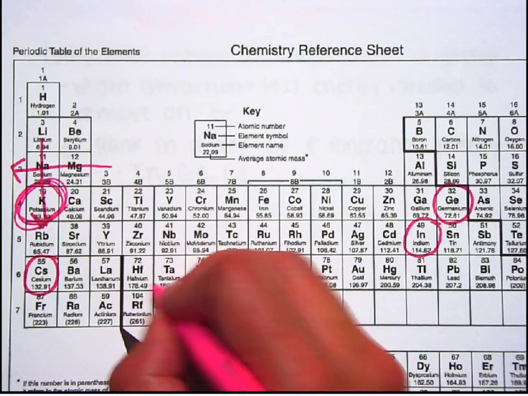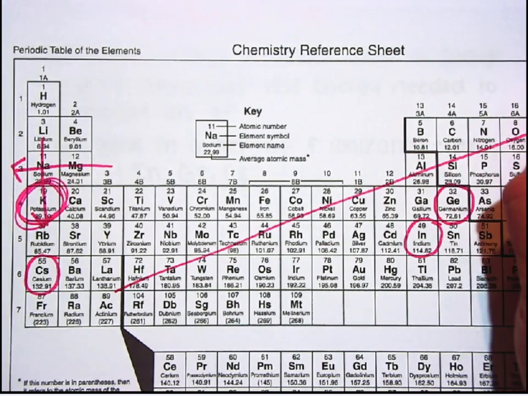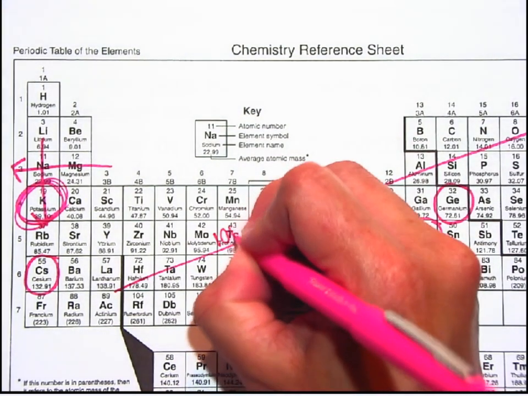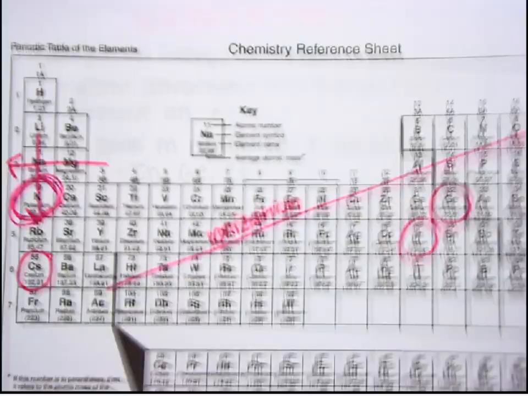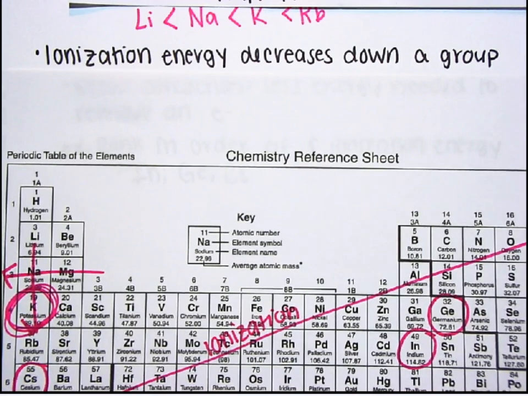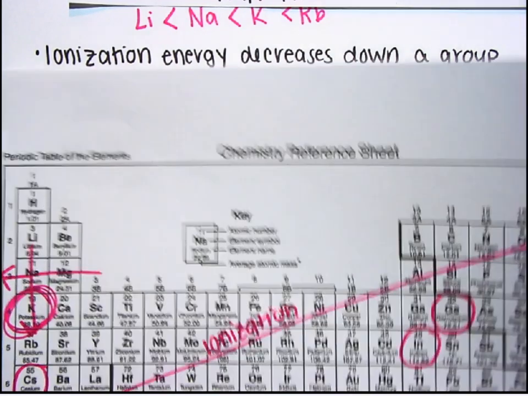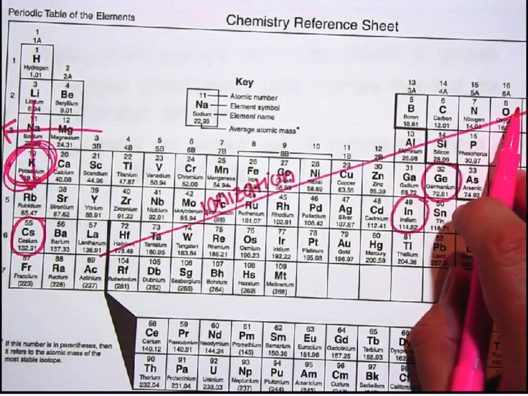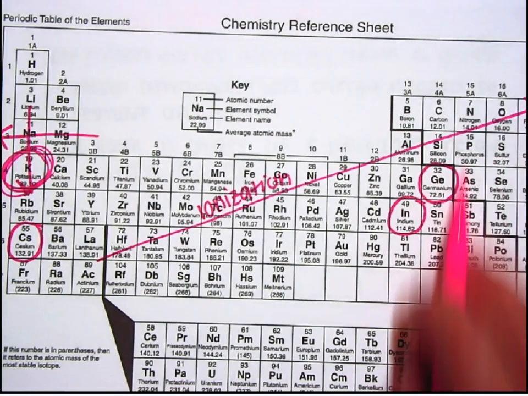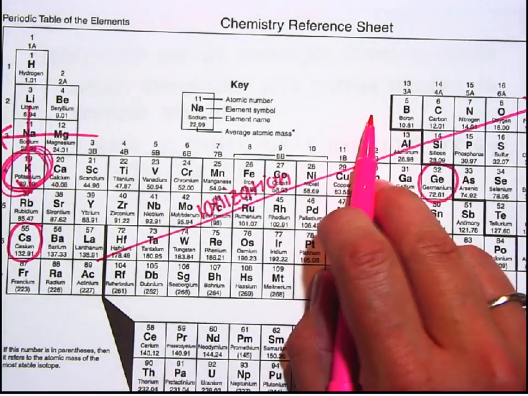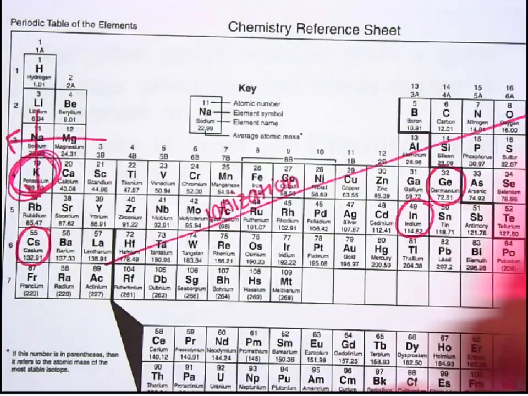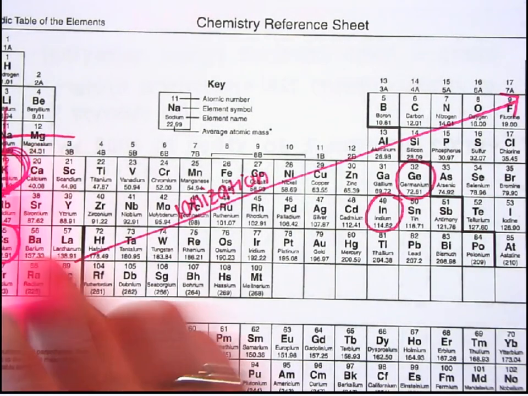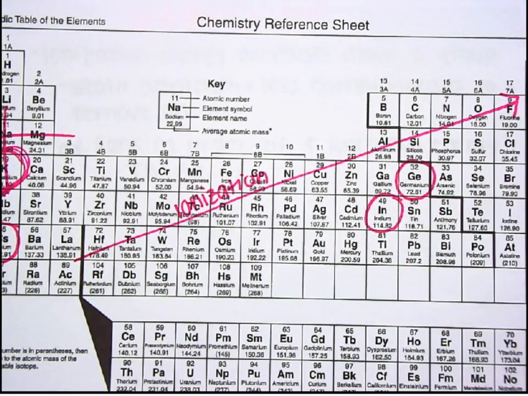So our overall trend for ionization energy is it increases up and to the right. So we just said that our trend was ionization energy decreases down a group, or we could say it increases as we go up a group. So elements as we go up our groups are going to have a greater ionization energy. Last lecture when we talked about ionization energy, we said ionization energy increases as we go across a period. So it increases to the right and it increases as we go up.